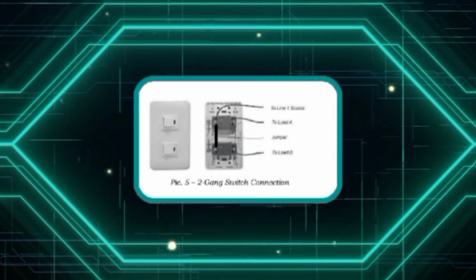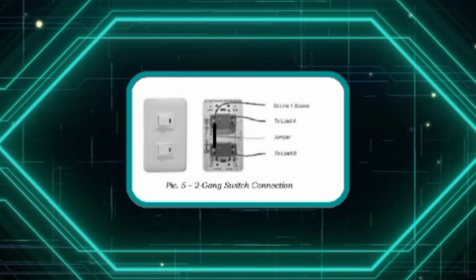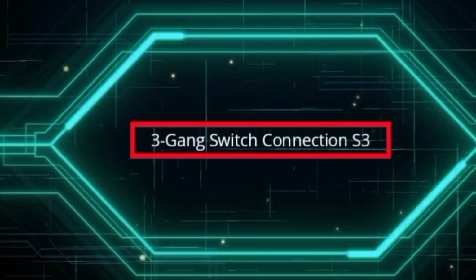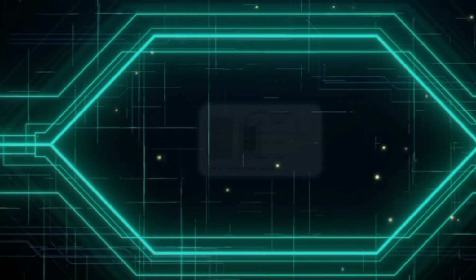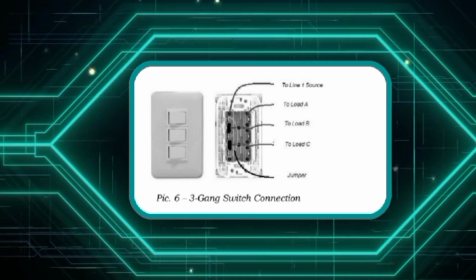2-gang switch connection or S2. This consists of 2 SPST switches in a 2-gang plate. This is used to control 2 loads, load A and load B, individually in one location. Lastly, 3-gang switch connection or S3. This consists of 3 SPST switches in a 3-gang plate. This is used to control 3 separate loads, load A, load B, and load C in one location.